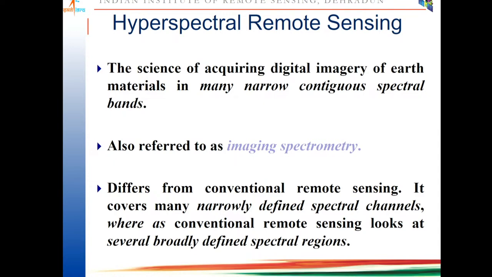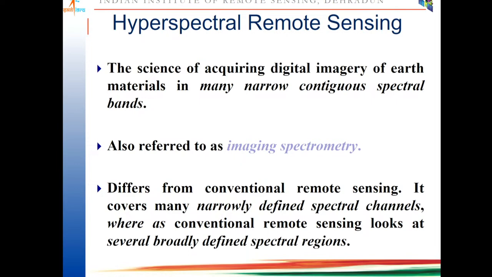It is basically the science of acquiring digital imagery of earth materials in many narrow, contiguous spectral bands. It is also known as imaging spectroscopy or spectrometry. Why? Because if I have a spectroradiometer and I point it towards a particular material, I am able to generate a spectrum. The similar kind of spectrum I will be able to generate using a particular pixel of an image, and the spectra I generate from the image are easily comparable with the spectra I generate from the spectrometer in the lab or in the field.